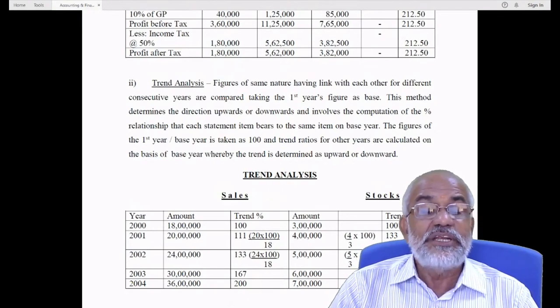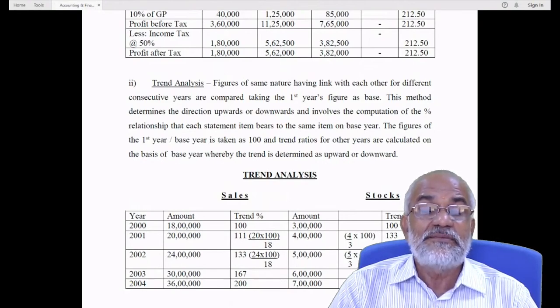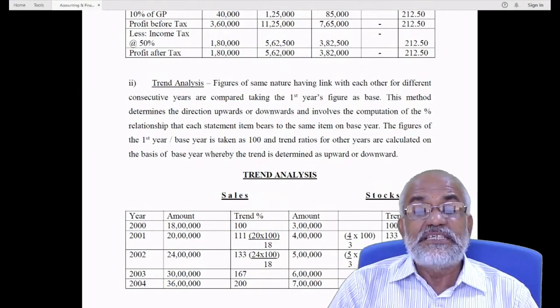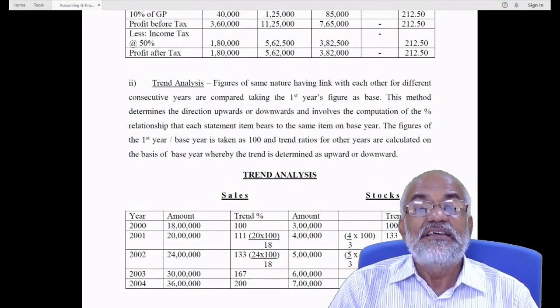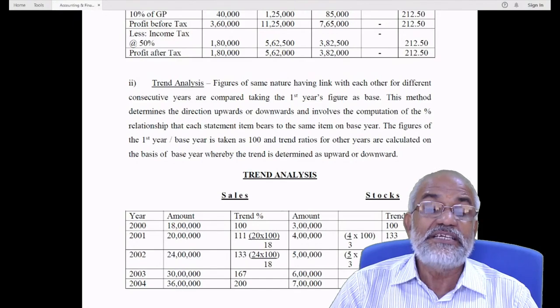In the same manner, when it is computed for the year 2003, the figure is 30 lakhs. That means 30 lakhs is the sales in comparison to 18 lakhs of sales in the year 2000, which is the base year. So when you calculate the percentage trend, it is coming to 167%, in comparison to sale of 100% in the first year, that is 2000, when the volume of sale was 18 lakhs.